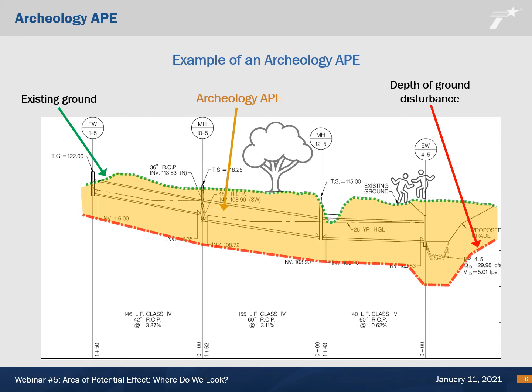This second drawing is called the section view, and it shows us the same project, but from the side, as if we sliced through the ground to see a cross section. The green line is the existing ground surface, and the red line shows us how deep we need to dig to install a new drain pipe. The yellow area in between is our archaeology APE. Our archaeologists will not go deeper than the red line because TxDOT will not disturb anything below this line during construction.